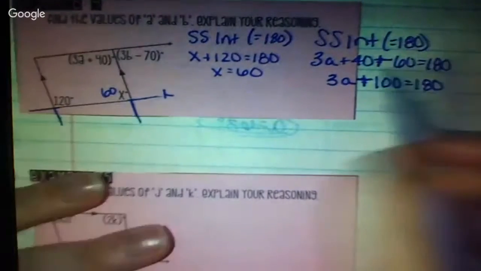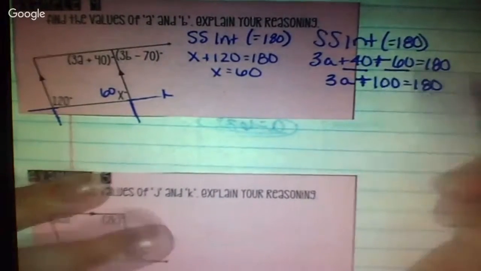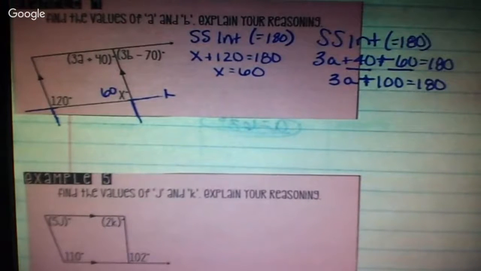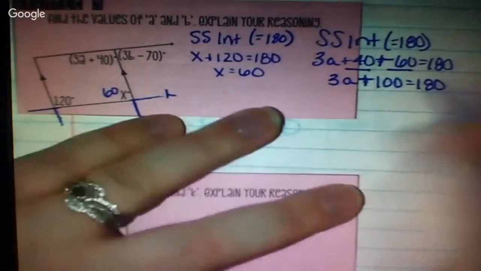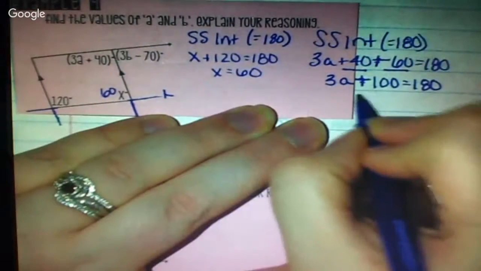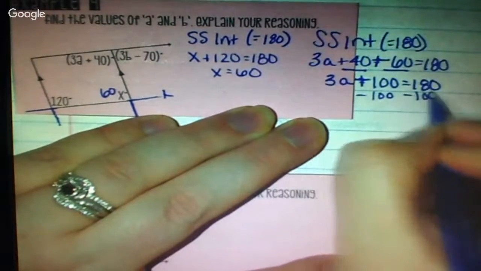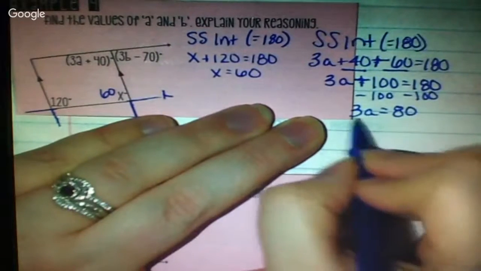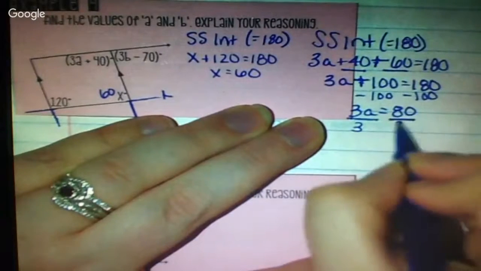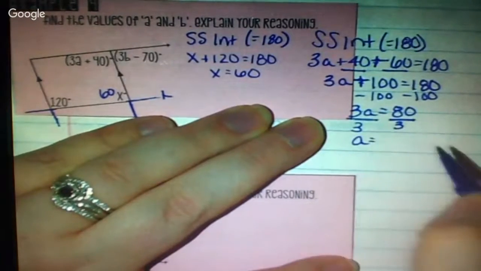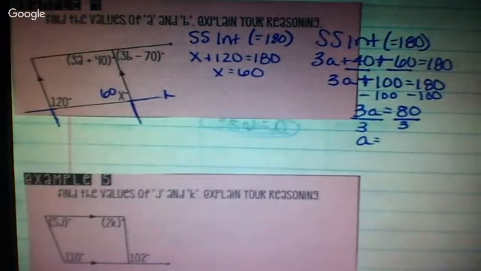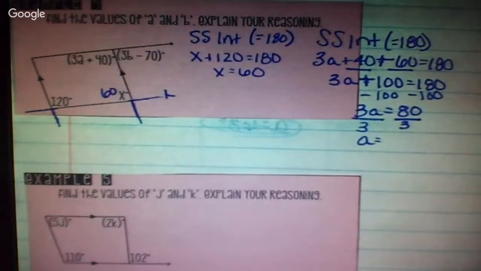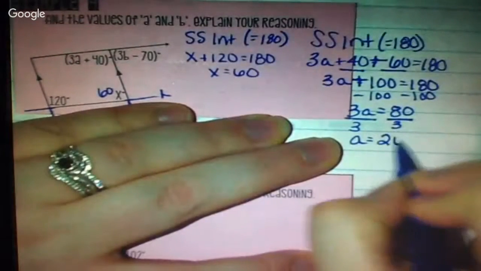Okay, so Rebecca said then we combine like terms and we get 100. So we need to move 100 to the other side by subtracting. 3A then would equal 80. And when we divide by 3, yes, you're going to get a decimal. What is it? 26.6 repeating.